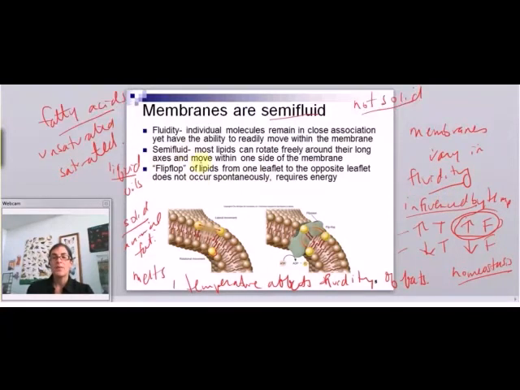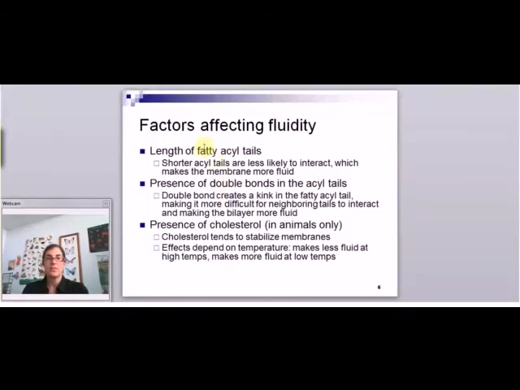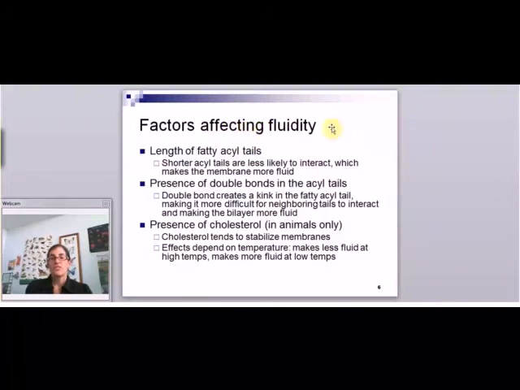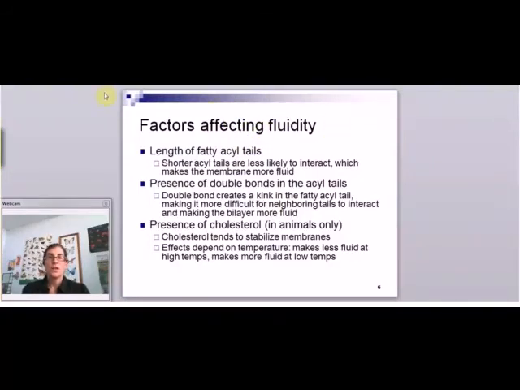So besides temperature, the cell has its own way to control fluidity, and that is what is in the membrane, the phospholipids that are in the membrane. So that's what we'll talk about here a little bit. So the factors that affect fluidity, we've already said that one of the external factors is temperature.